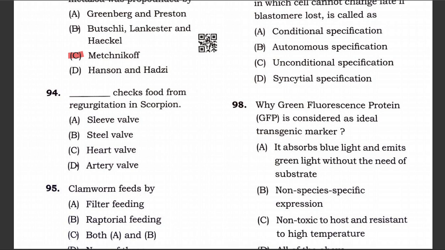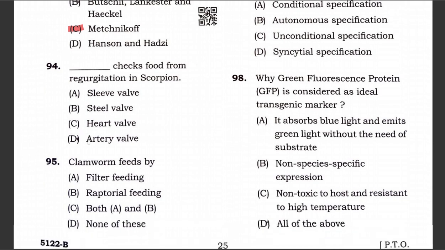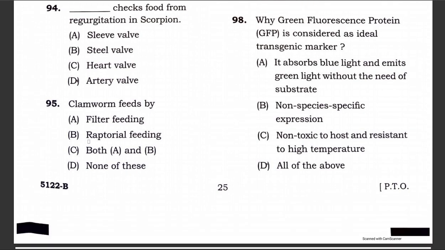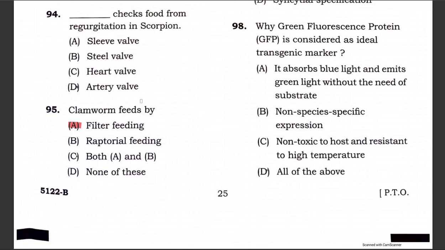So, these animals don't have any such valve as such, so I'm not sure about this question. So clamworm feeds by filter feeding only. These are found in benthic zones.